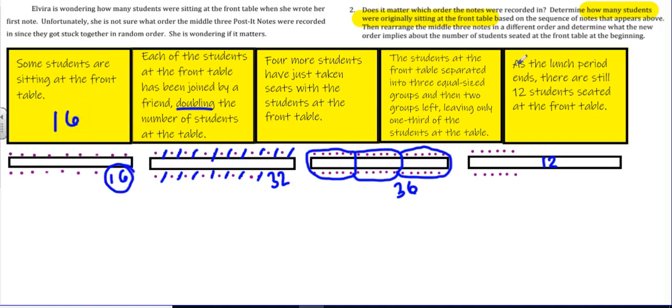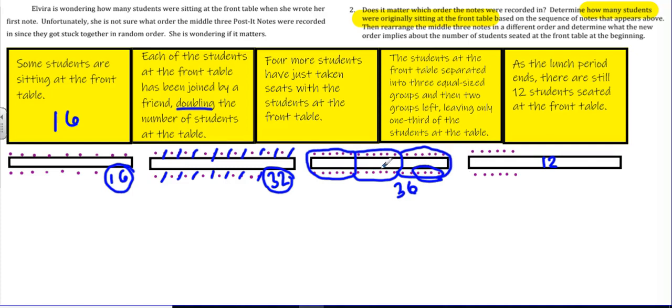So let's just go back through and make sure that this makes sense when we're doing this forward, since we were having to undo everything to work backwards. So some students were sitting at the front table. We'll say there's 16. Each of the students at the front table has been joined by a friend, doubling the number of students at the table, which means there would be 32 because everybody had a friend join them. Then after that, 4 more students have taken a seat. So we're adding 4. So that would be this 4 right here that have now just sat down.